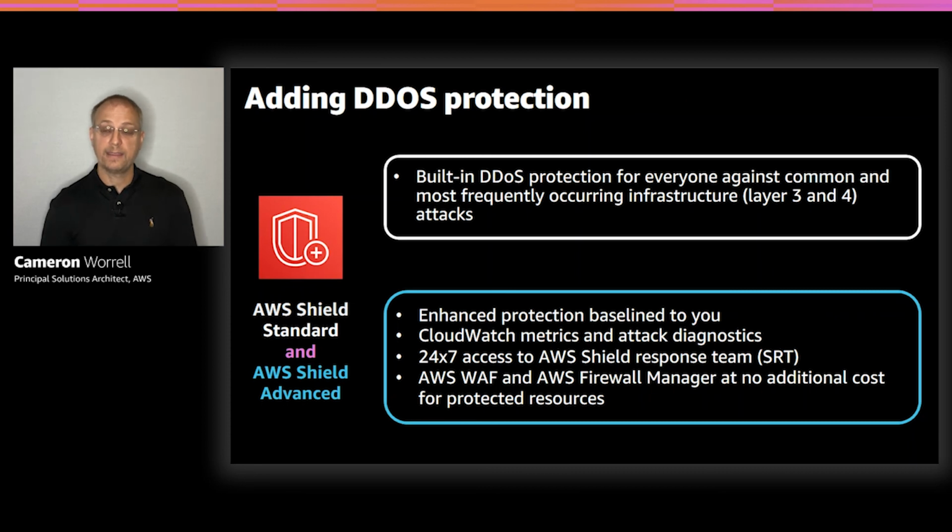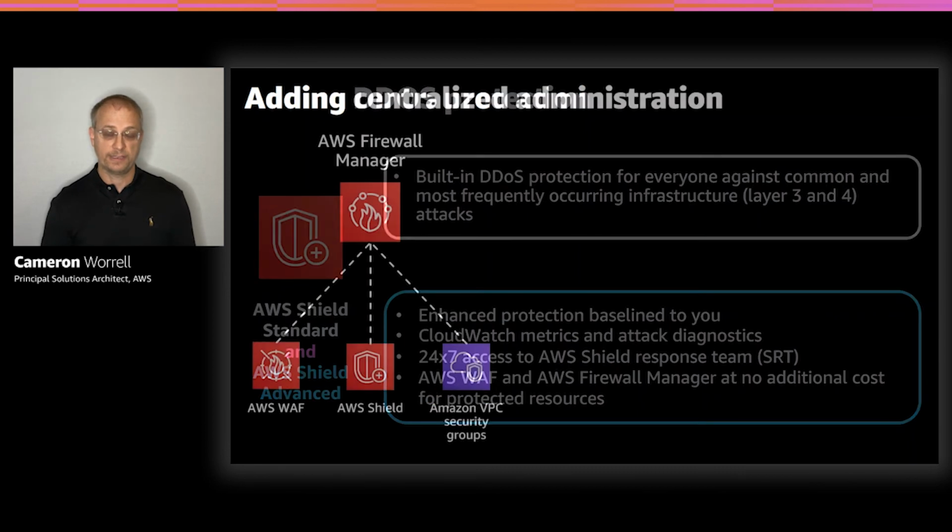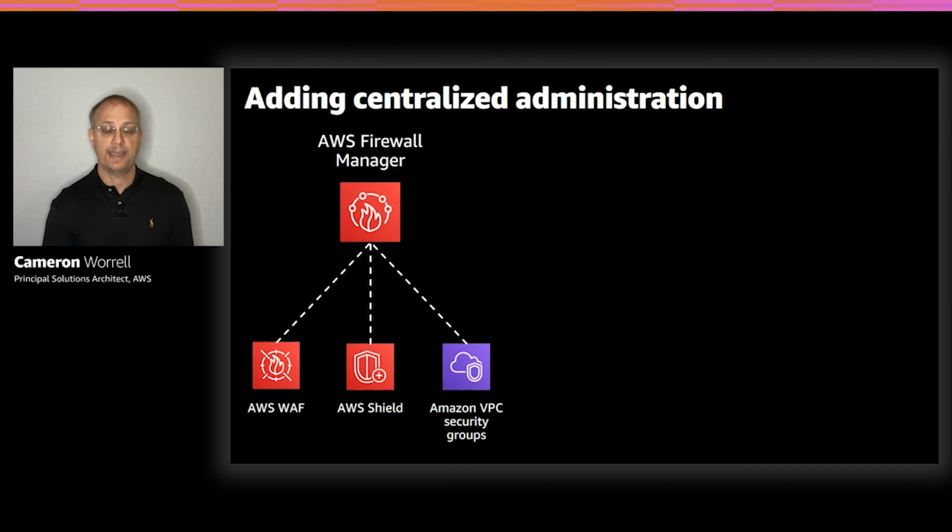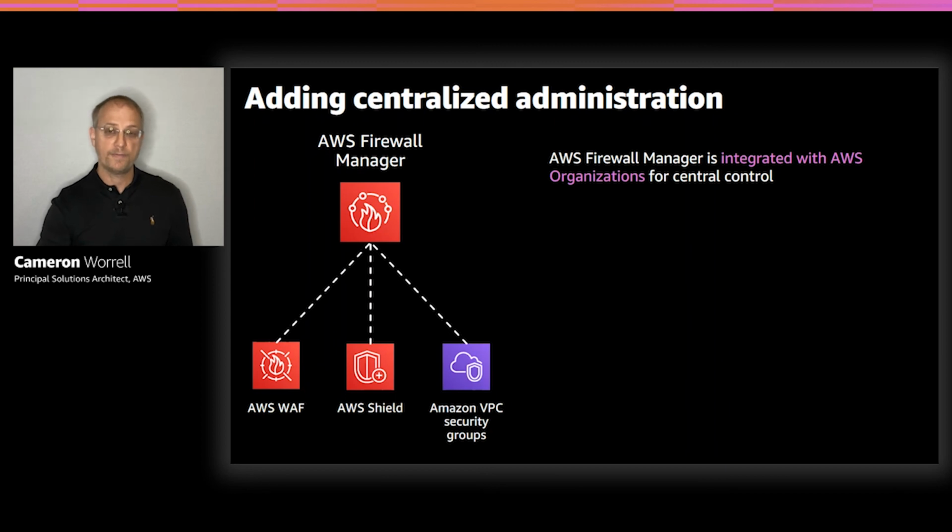So the next thing is, once we've added all of the security layers, how do we manage this at scale? That's where Firewall Manager can help. AWS Firewall Manager helps you centralize management across AWS WAF policies and ACLs, AWS Shield, as well as VPC security groups. It allows you to centralize the control and administration of these policies using integration with AWS Organizations.